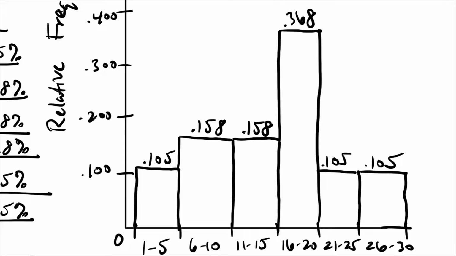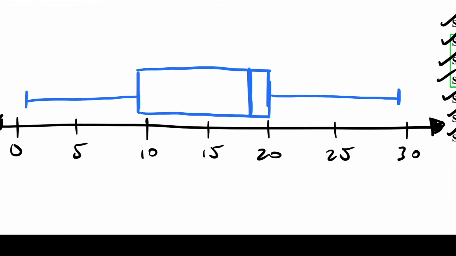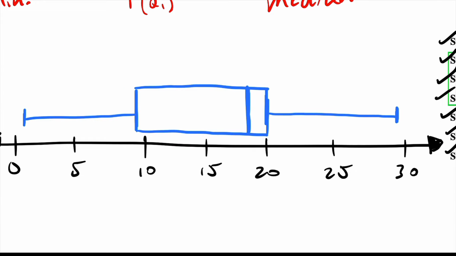So what does that look like on a box plot? We don't do heights on a box plot, right? We do widths on a box plot. So a tall bar is going to equal, what do you notice over here in that area? Skinny, skinny.